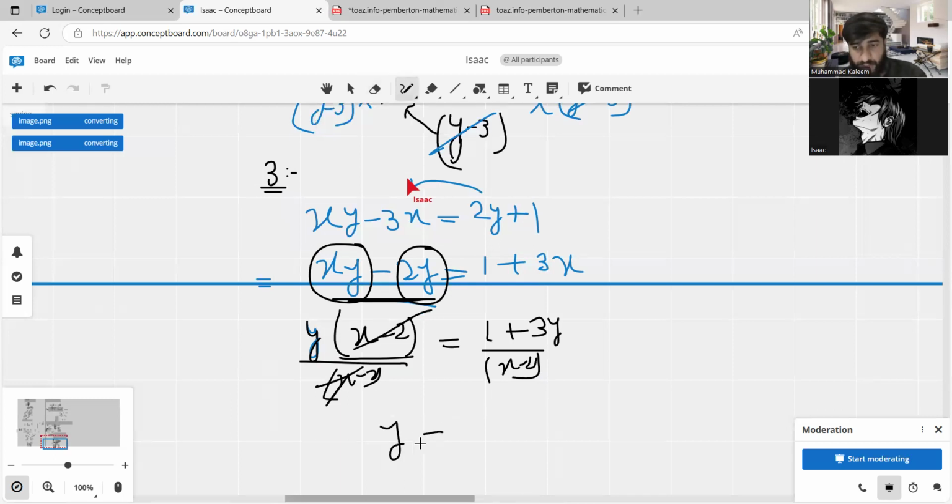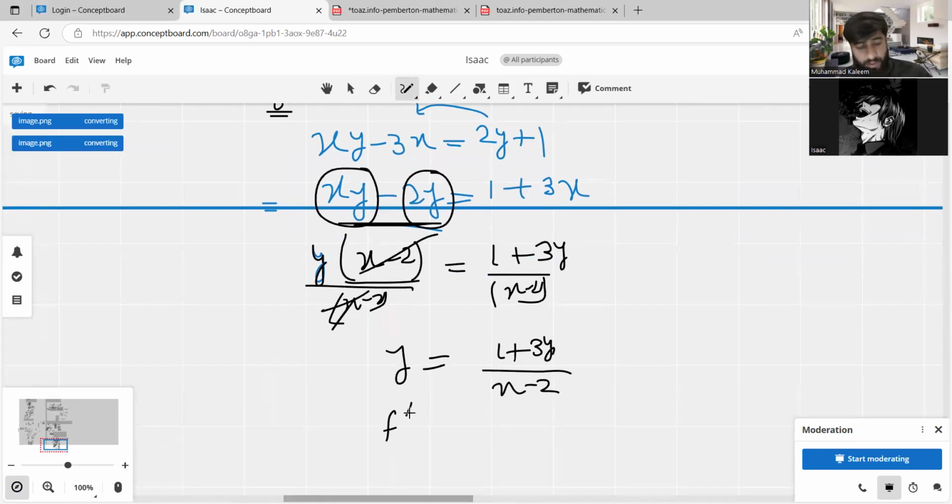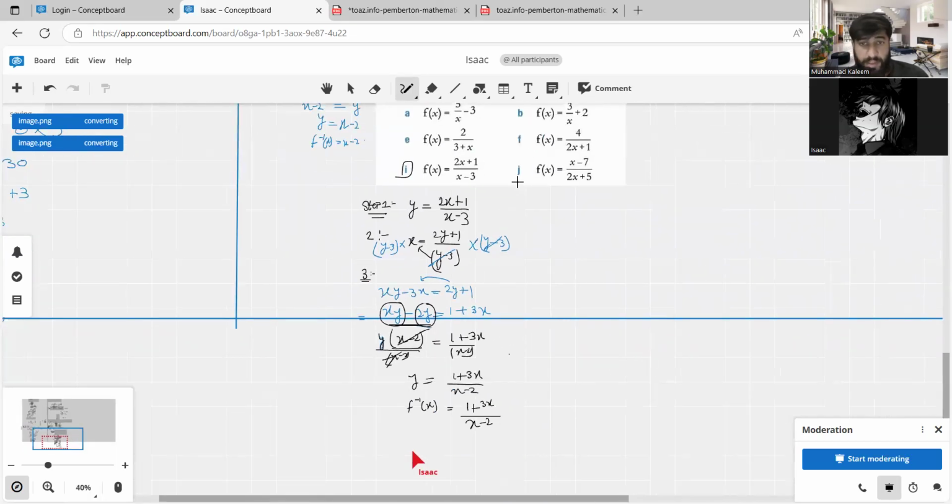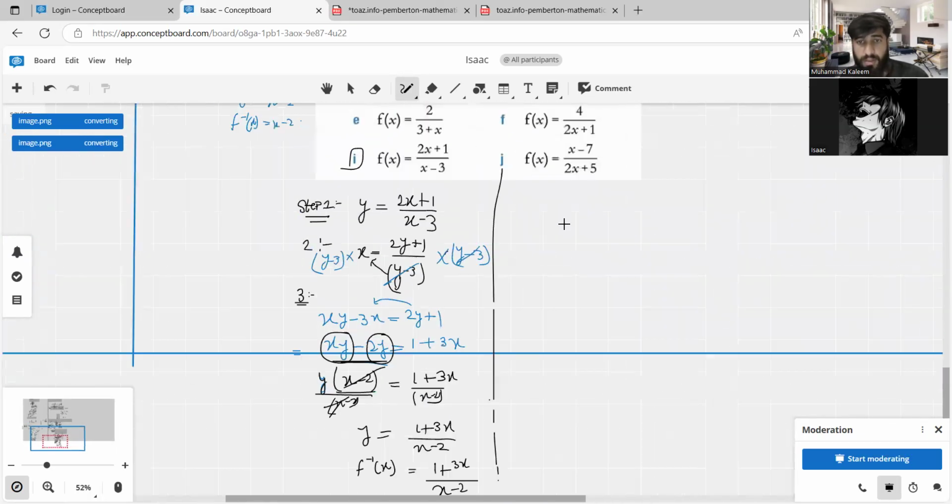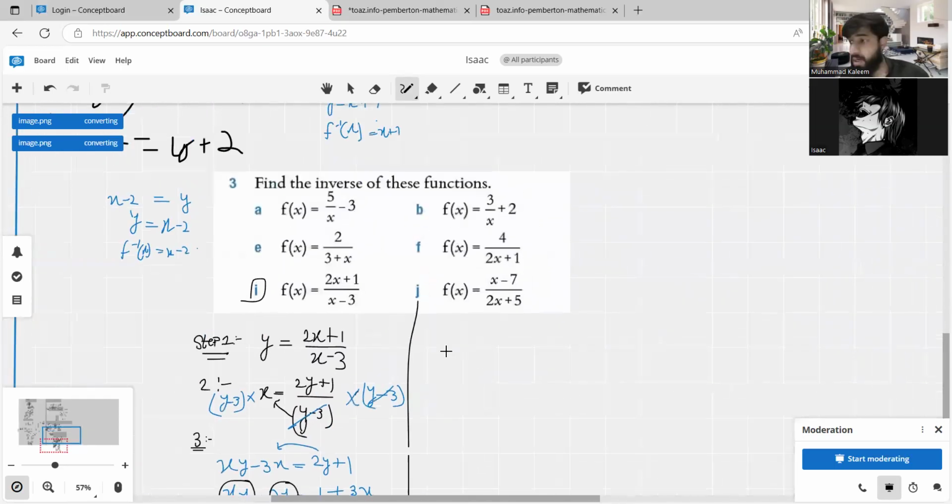Only y is left over there, and (1 plus 3y) over (x minus 2) is the answer. This is f inverse of x. Oh, I got 3y here. No, I made a mistake. This is x. This was x. So it is (1 plus 3x) over (x minus 2). This was a difficult little bit, the last part. That's why the questions are the same. We have to find out the same thing.